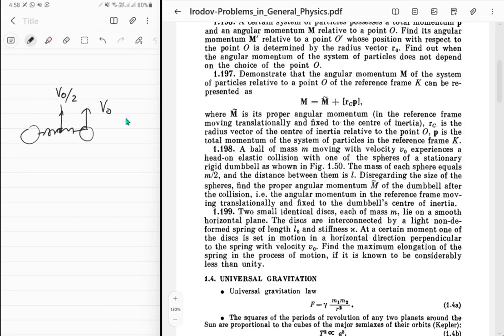It's fixed. This guy will always move with v naught upon two, and your omega is, or I should just say your angular momentum, because omega changes, angular momentum doesn't. So your angular momentum about center of mass remains constant. That's the thing, of course, because inertial frame and everything. This guy's mass is m, this distance is going to be l naught upon 2, and then v naught. Yeah, that's our angular momentum.